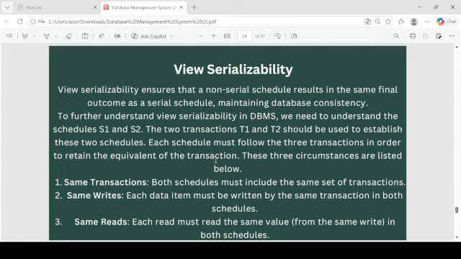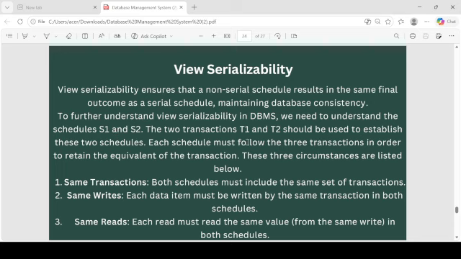The next will be view serializability. Serializability is an important topic from the exam point of view, or when you study DBMS. View serializability ensures that a non-serial schedule results in the same final outcome as a serial schedule, maintaining database consistency. To further understand view serializability in DBMS, we need to understand the schedules S1 and S2. Two transactions T1 and T2 should be used to establish these two schedules.